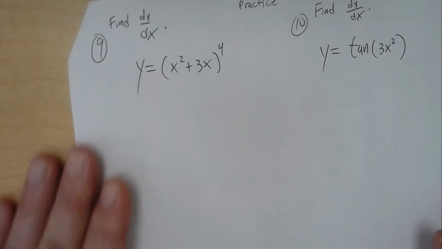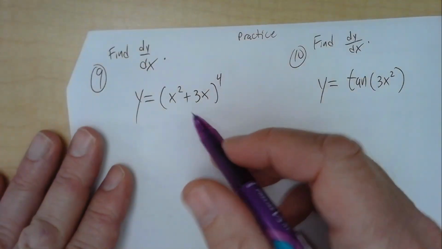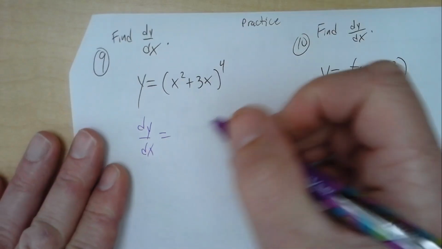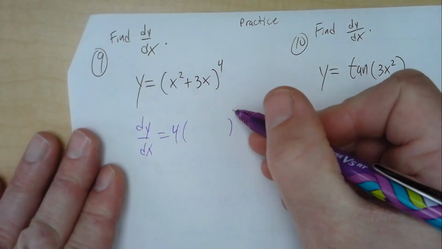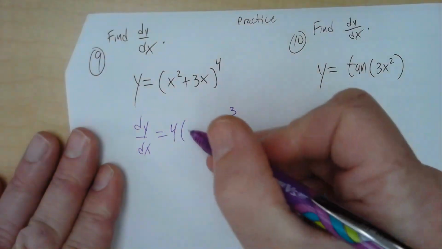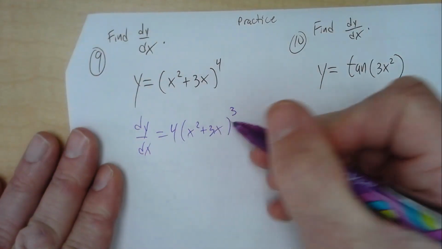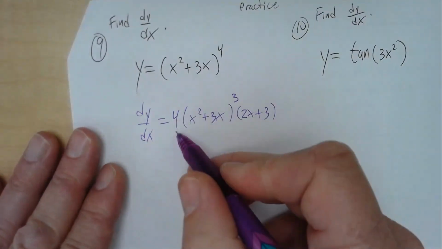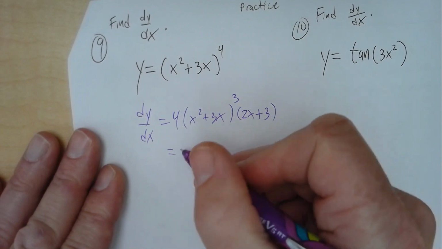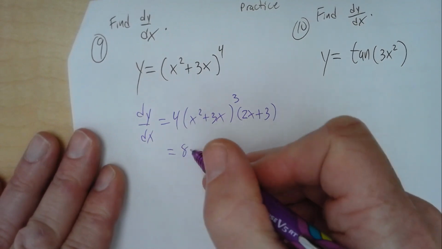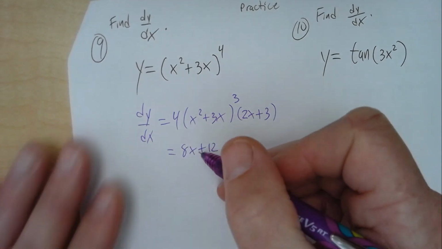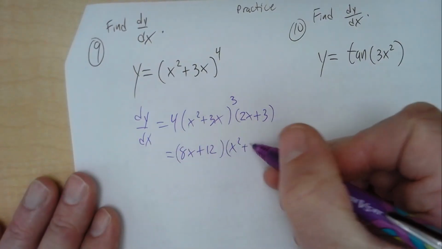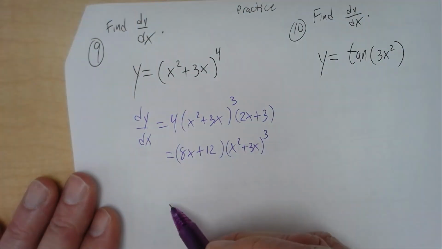Okay, and the next one's also chain rule. So this would be dy/dx. These are simpler chain rules for the quiz: 4 blah, blah, blah to the 3rd power. And then we copy. Derivative of the inside, 2x plus 3. So I will multiply 4 times that because I think that's okay to leave it that way. So I'll get 8x plus 12 times x squared plus 3x to the 3rd.